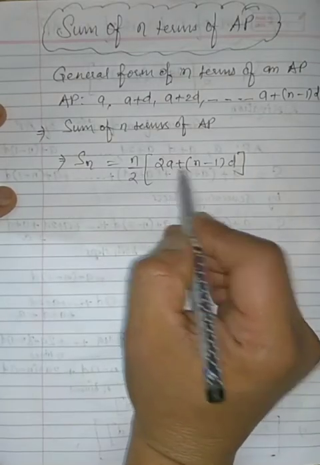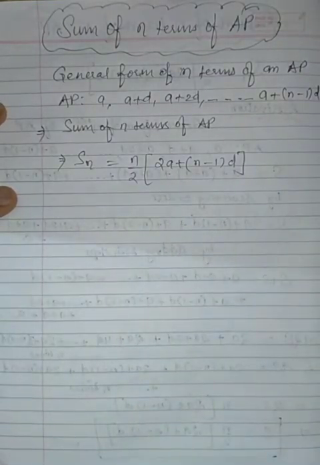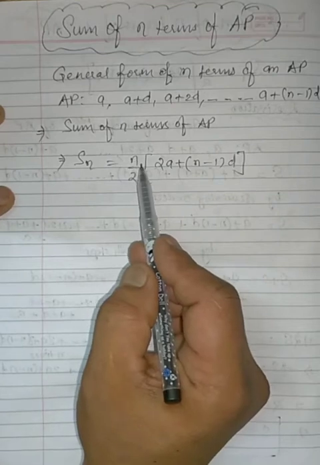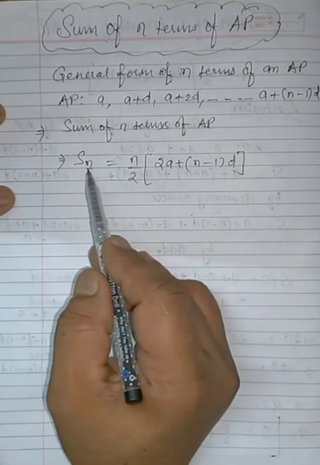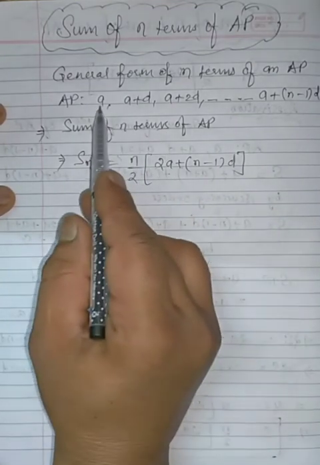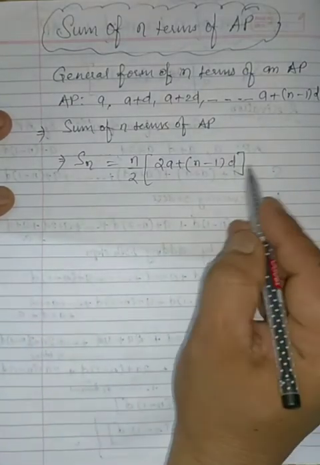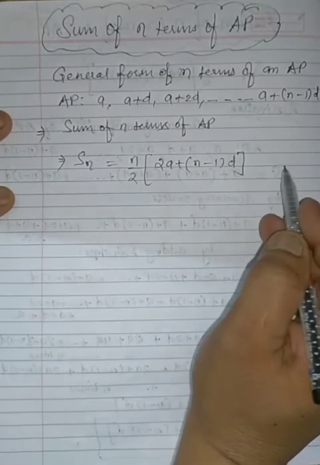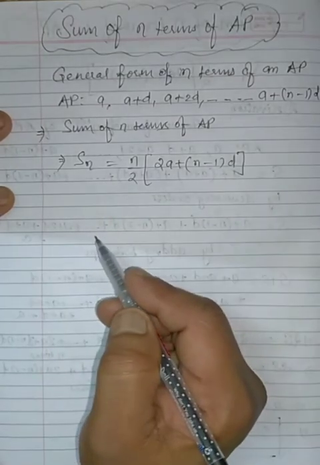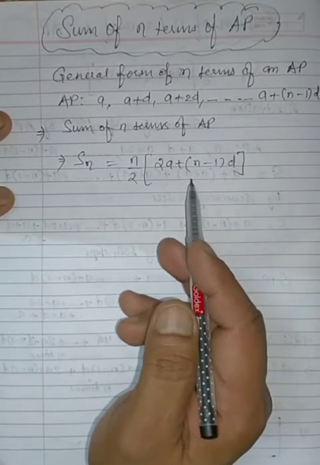where all the symbols have their usual meanings. a is the first term, d is the common difference, n is the number of terms, and Sn is representing the sum of all these terms of the AP. This is the formula for the sum of n terms of the AP, which we will be using in exercise 5.3.